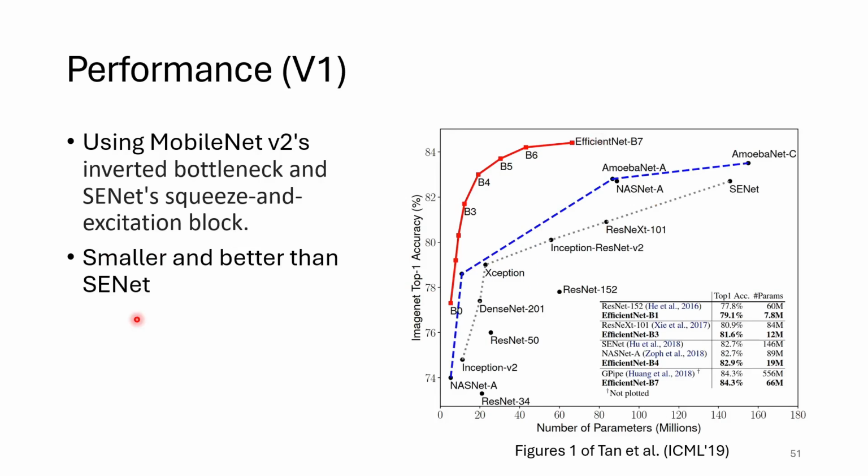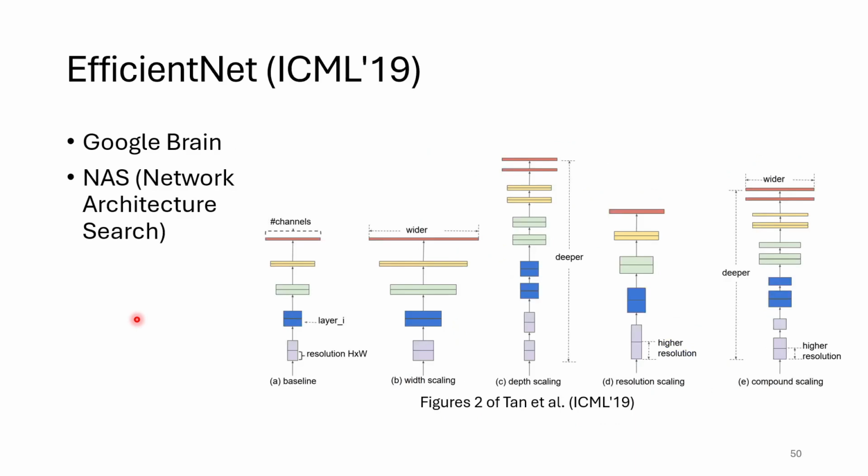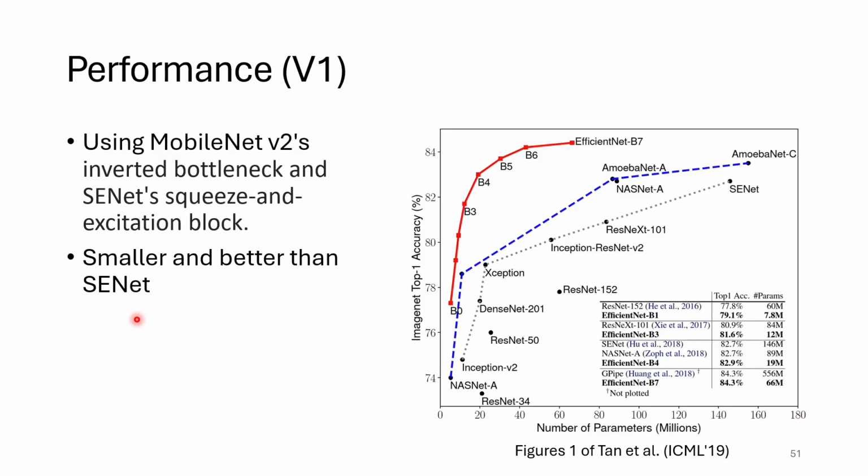Alright, so as we see, EfficientNet is a result of NAS, Network Architecture Search. So there should be some basic architecture so that they can apply NAS to search for the best hyperparameters. So what is the basic architecture? It is MobileNet's inverted bottleneck and the SENet squeeze and excitation block. So what is MobileNet? MobileNet is another network developed by Google too.